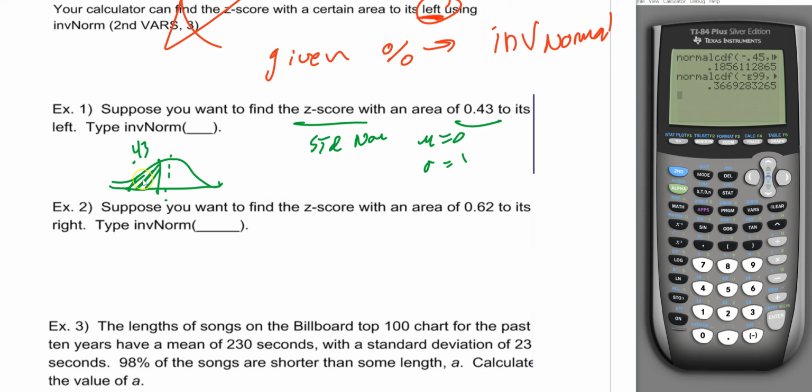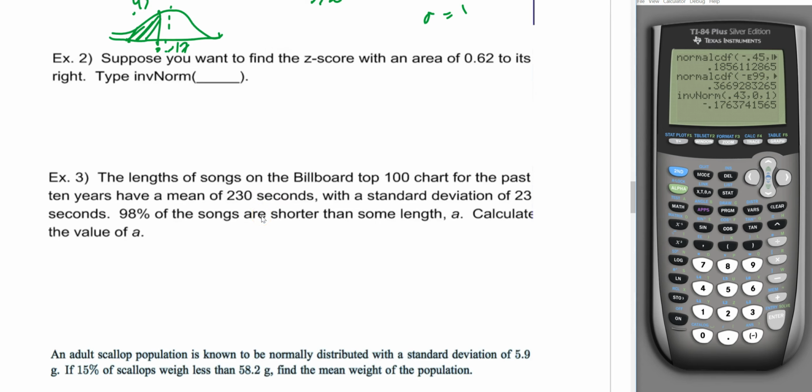And if I want to find what value that is, we're going to go to our calculator, second distribution, invert normal. We'll put our area, 0.43. Then our mean and standard deviation are 0, 1 because we're doing standard normal. And you get your answer. That right there is -0.17. Right, it's a little less than 0, which it should be. I can do the same thing going the opposite way.